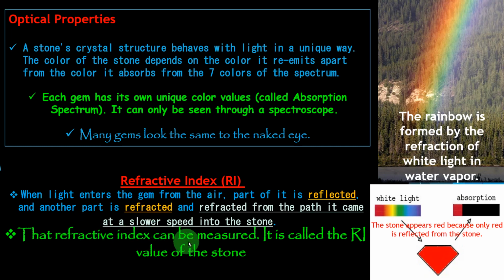That refractive index can be measured. It is called RI. R for refractive, I for index. RI is one identity for the gemstone. So it is very important. You need to understand how to measure RI.